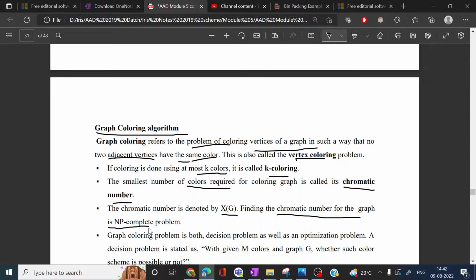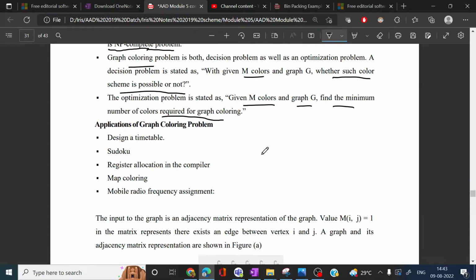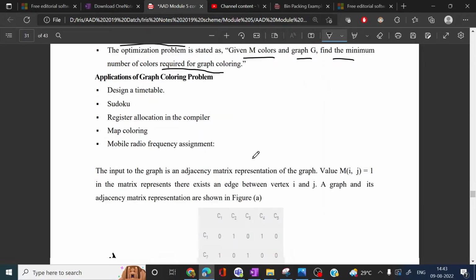So that is the graph coloring problem, which is an NP complete problem, which means it will take exponential time. It has both a decision version and an optimization version. The decision version is a yes or no question: with given m colors and graph G, whether such a color scheme is possible or not. For example, whether a graph is three colorable or not. The optimization problem states that given m colors and graph G, find the minimum number of colors required for graph coloring. It has several applications, for example, designing timetables, Sudoku, register allocation in the compiler, map coloring, etc.